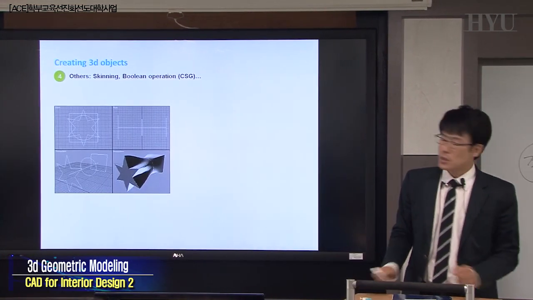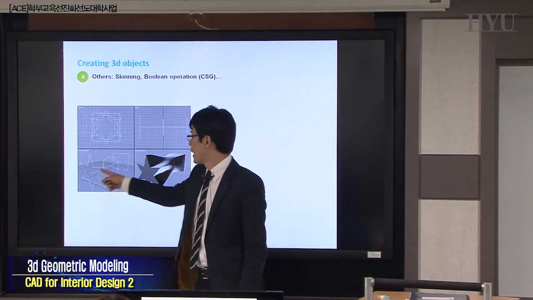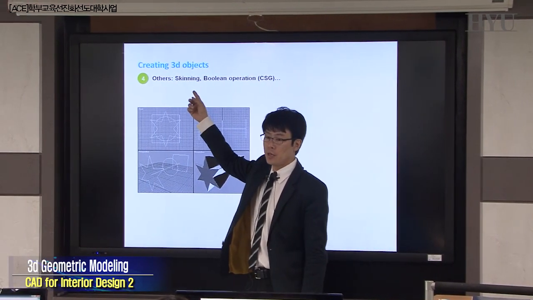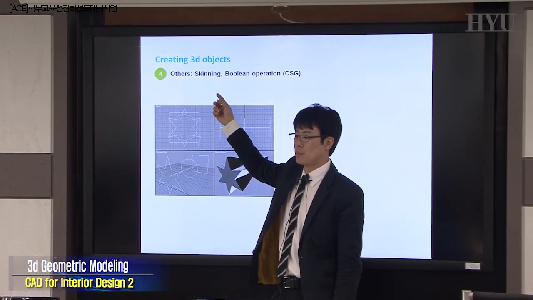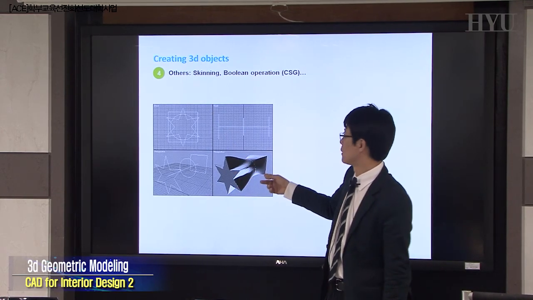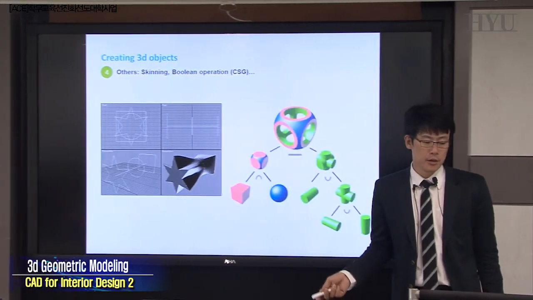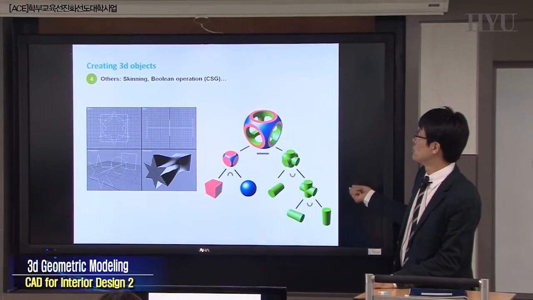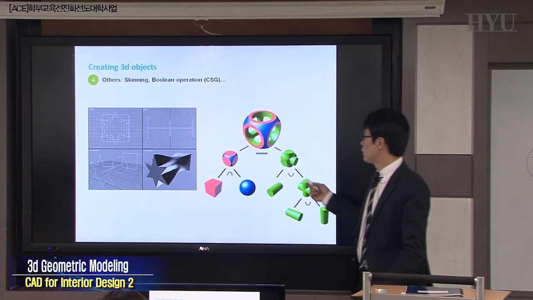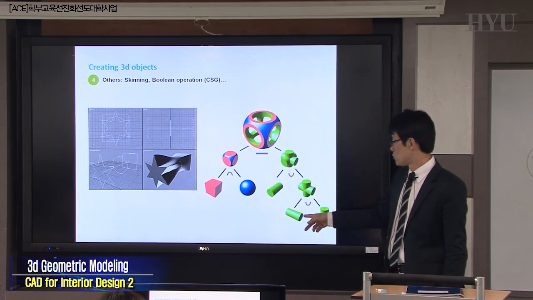When we change the shape along a path, there is kind of skinning. The term skinning is a 3D Max term. In general terms, there is kind of morphing. This is another way of creating 3D objects. And another one is Boolean operation.